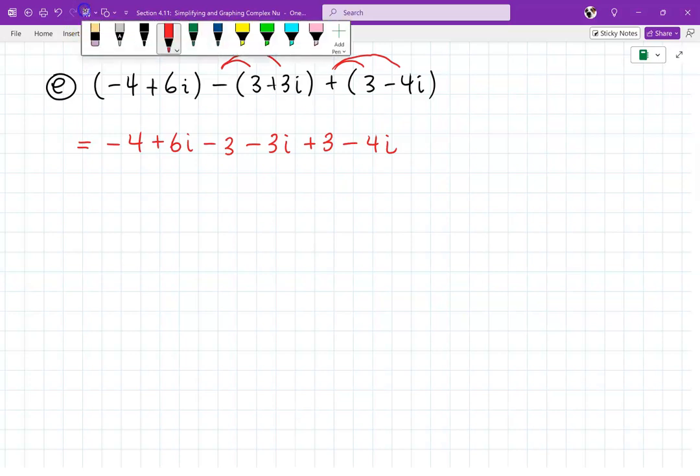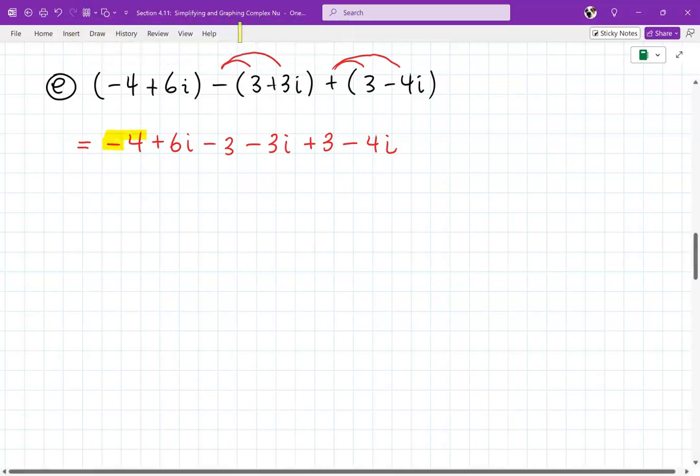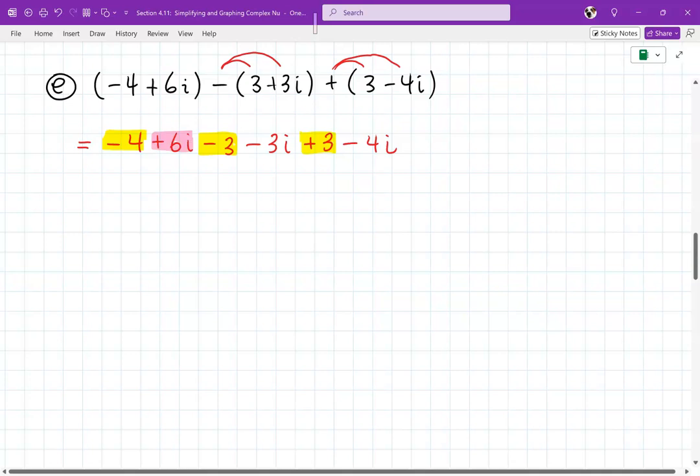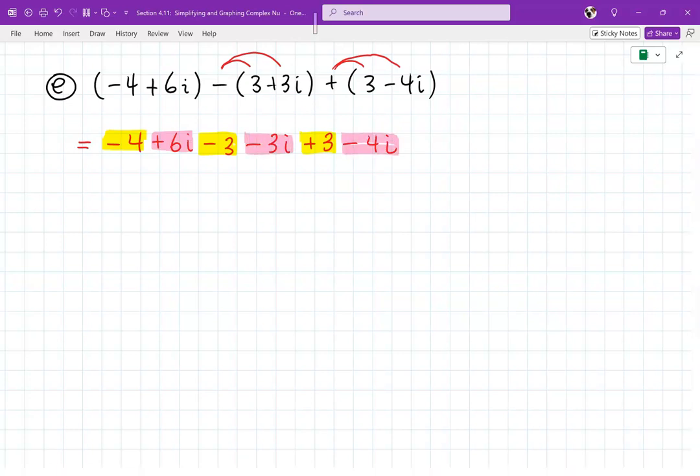So my like terms, I'll kind of highlight them here. Negative 4, negative 3, positive 3. And then my other like terms will be a positive 6i, a negative 3i, and a negative 4i. Those are my like terms.